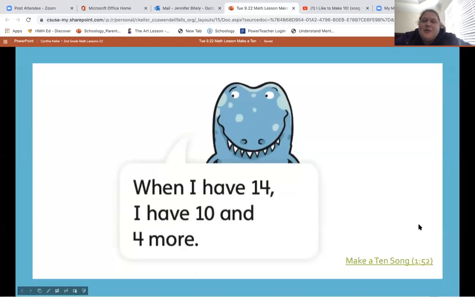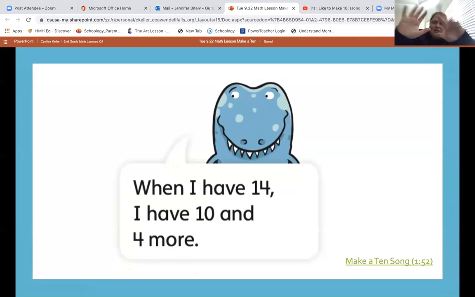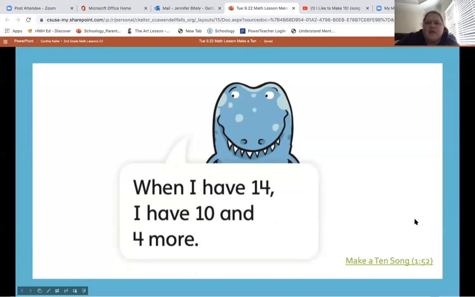Okay. So we learned about how if you have 10, you can add things to it. Like if you have 9, you can add 1 to it and you get a 10. If you have 4, you can add 6 to it and you get your 10. So if you have 14, you have 10 plus 4 more, right? Okay, so that's what that whale is telling us, I think.